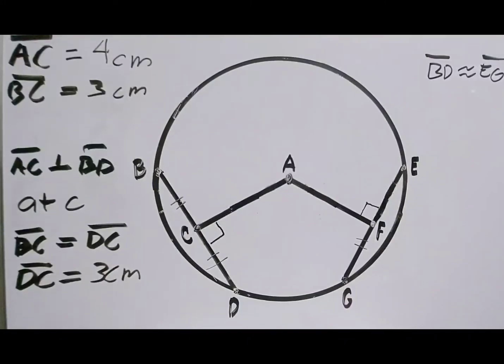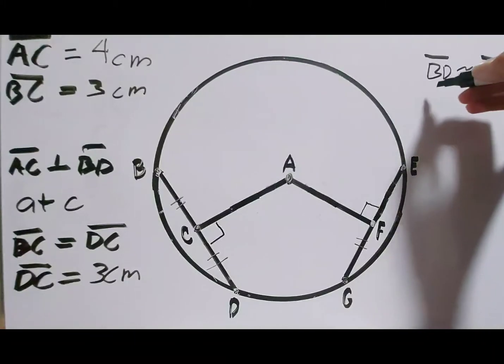For this example, we're going to use the same circle from the previous example. This time, we're going to determine the length of chord EG and the line segment AF. From the previous example, we know that line segment BC and line segment DC are both 3 centimeters. That means the length of the chord BD is equal to 6 centimeters.